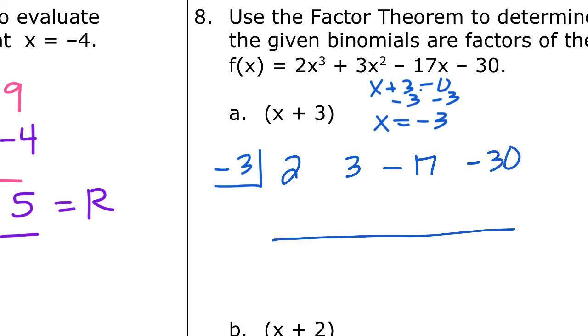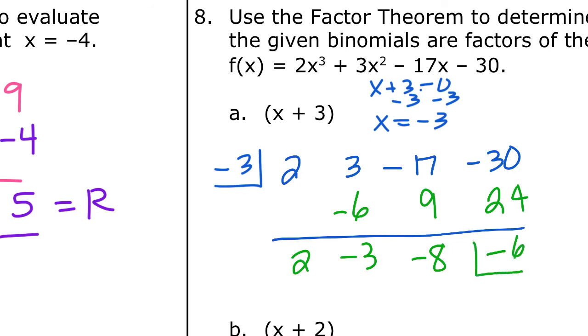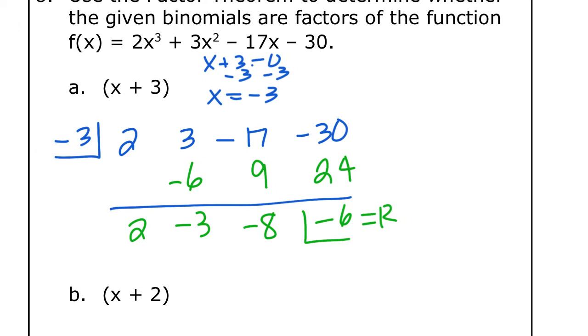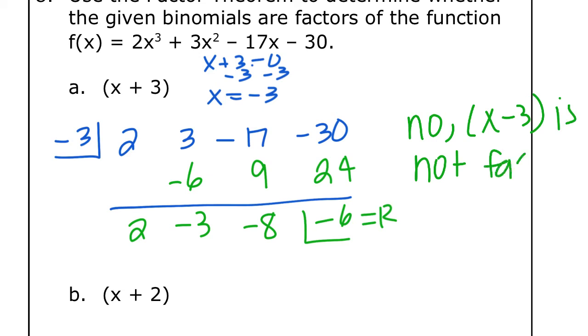And let's do our dividing. So bring the 2 down, then multiply, so that's negative 6. Add. Multiply, add, multiply, and add. So our remainder here is negative 6. What's important is that that's not 0. So no, x minus 3 is not a factor.